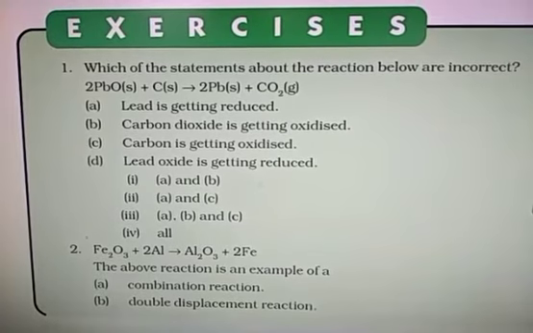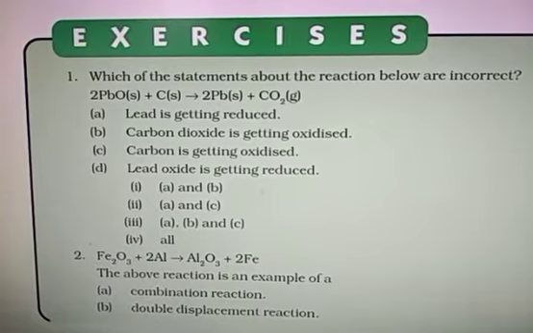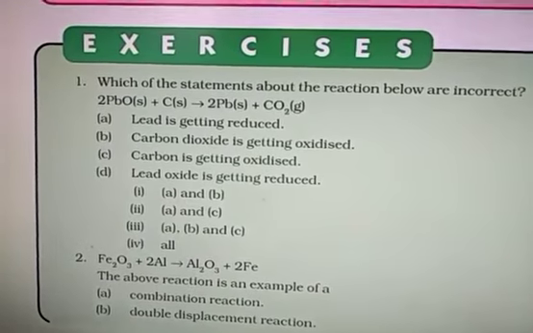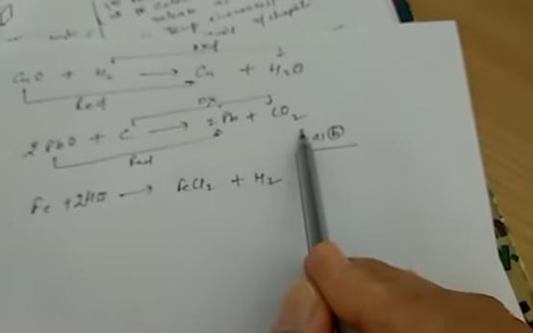Now question number 1: which of the following statements about the reaction below are incorrect? जो statements ये हैं आपको उस गिवन इक्वेशन के कंसेप्ट में आपको इनकरेक्ट स्टेटमेंट्स फाइंड आउट करने हैं. First you go through the reaction. Your equation is 2PbO plus C changes into 2Pb plus CO2.